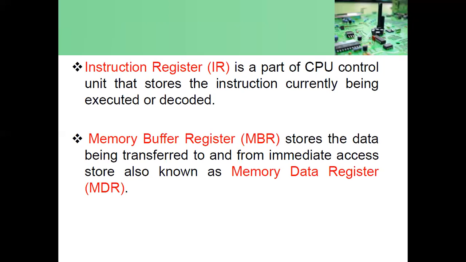Then there is the memory buffer register. It stores the data which is being transferred to and from memory. It is also known as the memory data register. Whatever data is being transferred from register to memory, from memory to register, or from register to CPU, that data is stored in the memory buffer register. So the buffer is where your data is being stored.